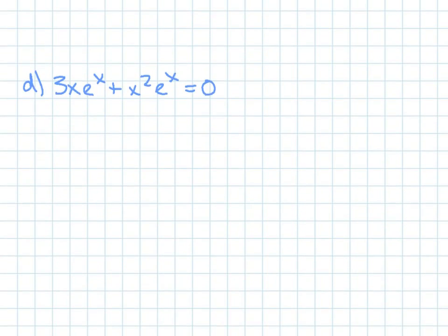Then we have letter D as our final example. You have 3x times e to the x plus x squared times e to the x equals 0. So here we want a little bit of factoring as well, but more so greatest common factor since there's only two terms. So I see that there's an x and an e to the x in both of these. So I can pull that out. x times e to the x equals, so times, that leaves me with 3. And then that also leaves me with x.